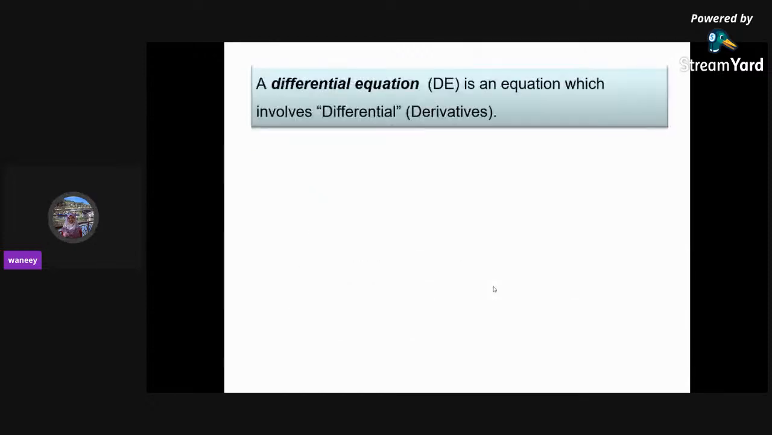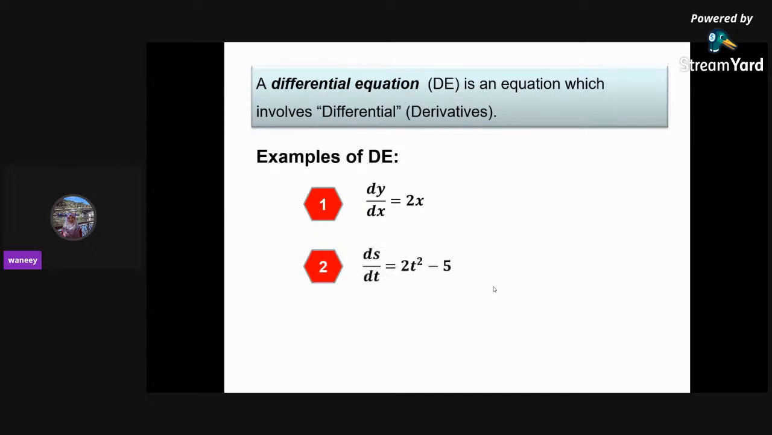Next, a differential equation is an equation which involves a differential, which is the derivative. So that means we're going to solve the derivative. So the first example is, let's say, dy over dx equal to 2x. So we're going to make sure we find out what is the value of y equal to what. And then ds over dt equal to 2t square minus 5. And s in terms of t, what is that? And then y double prime plus 2y prime minus 5y equal to 4. So this is basically a differential equation as well, but the order is 2. Because we have the second derivative, so the order is 2.